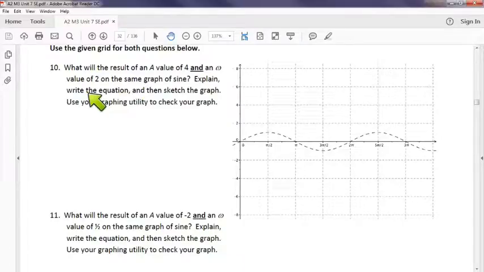Explain by writing an equation. Oh, so tell me what the change is. Write an equation, and then we're going to sketch it. Right now, I just want you guys to tell me what's going to happen to the graph, and then write an equation for it, okay?